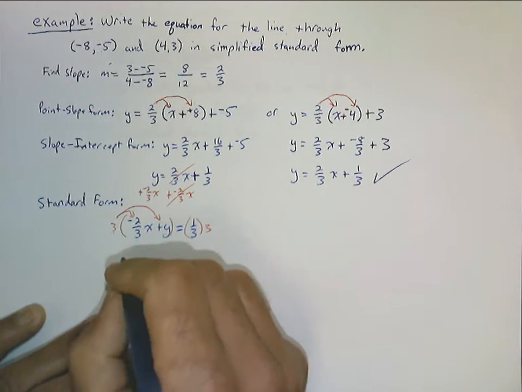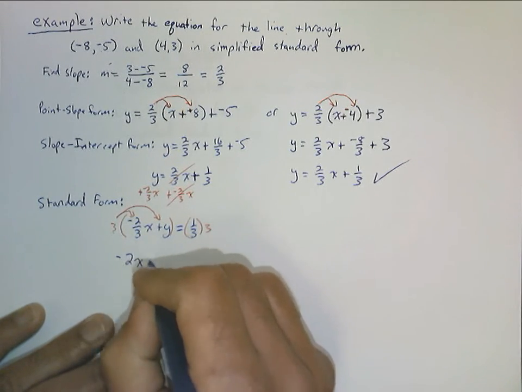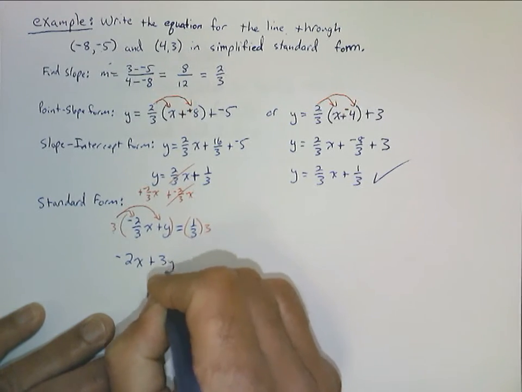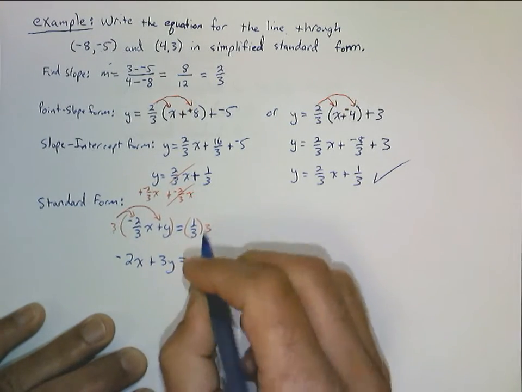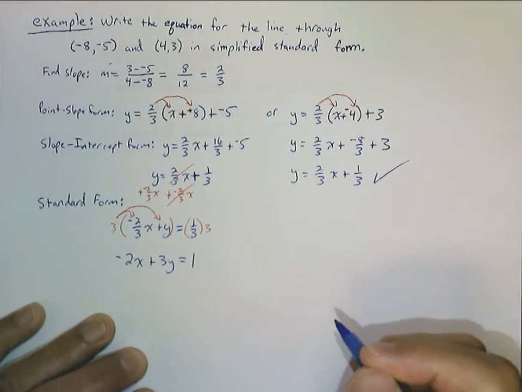So 3 times the -2/3 x is -2x plus 3y is equal to 1/3 times 3, which is, of course, 1.